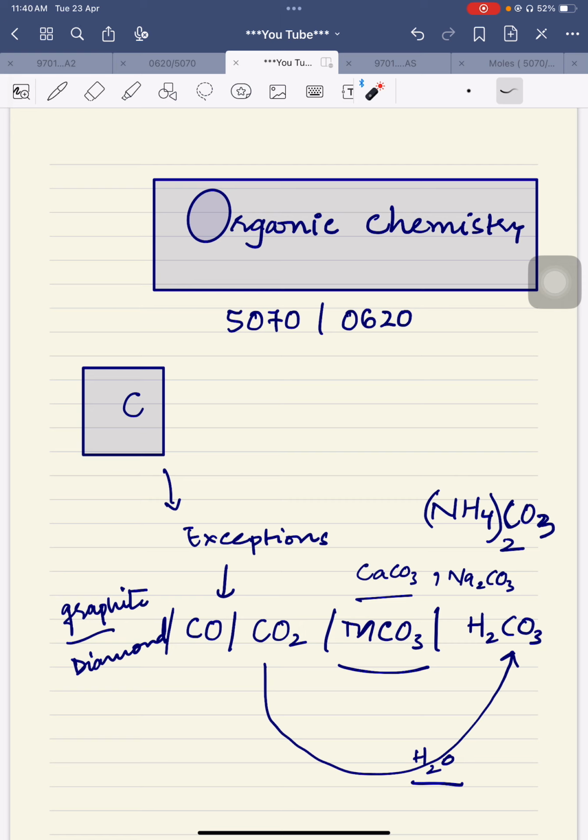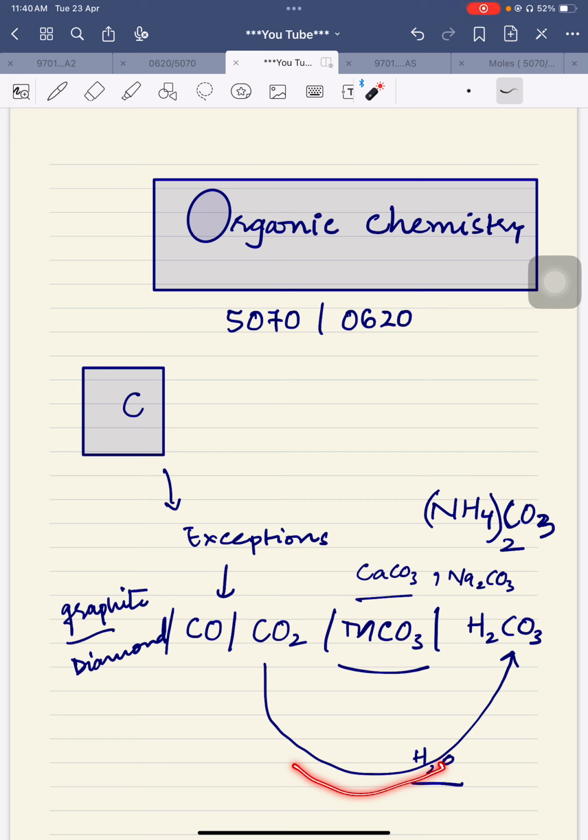What are those substances which have carbon as a part of their structure and we are not considering them as organic? Number one is graphite, number two is diamond, number three is carbon monoxide, next is carbon dioxide, next is metal carbonates. Then there is ammonium carbonate, which is a combination of ammonia with carbonate. Then there is carbonic acid, which is a combination of carbon dioxide and water.